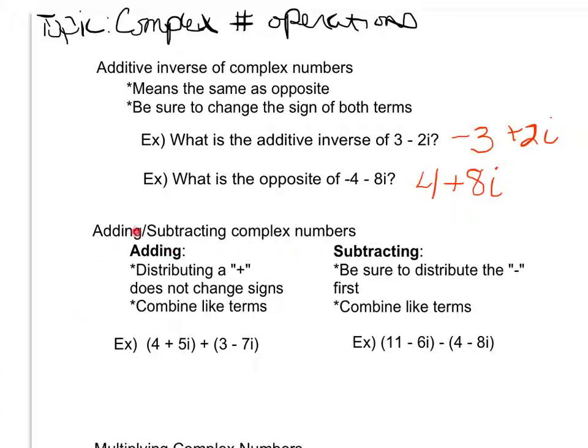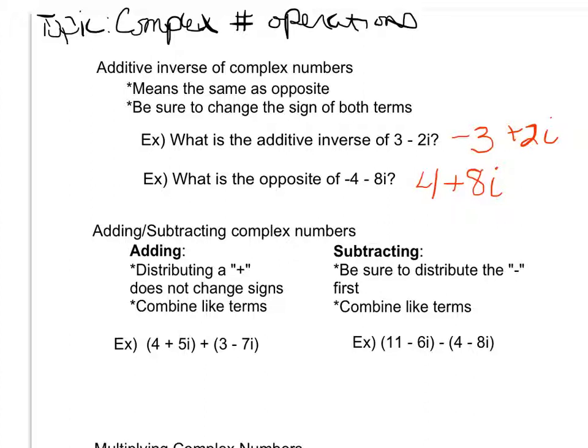Next thing to look at is adding and subtracting complex numbers. So over here on the left, we have adding. Remember that when we're adding, distributing a plus sign does not change signs. Oftentimes I see students want to distribute the plus in and change everything to be positive. That's not the case. A positive times a positive stays positive. A positive times a negative stays negative. So distributing a plus does not change signs. Once you've dropped the parentheses, we'll combine like terms.